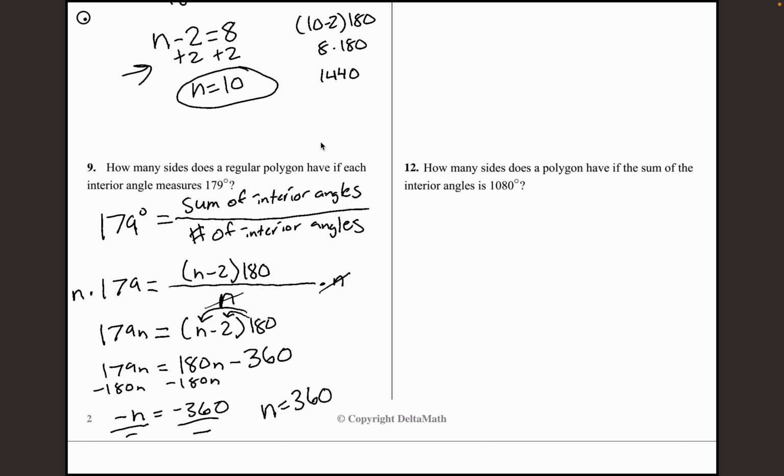I agree. We can deal with a polygon with as many as 360 sides. How many angles does it have to become a circle? This would be the most. 360, yeah, because it says each angle is 179, so that's almost 180. No, because then that's just a straight line.